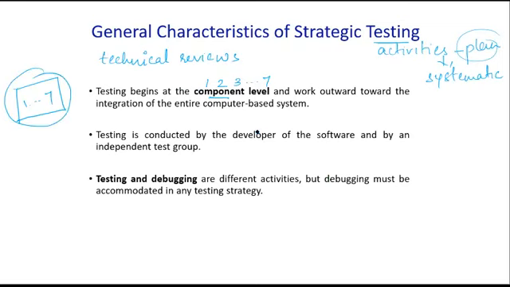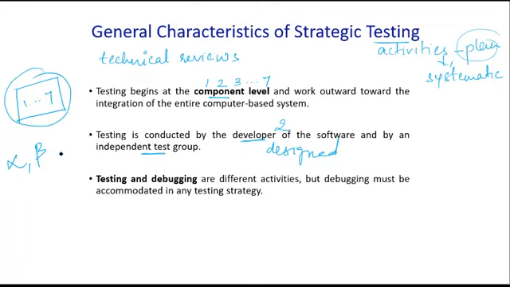Now, testing is conducted by the developer of the software and by an independent test group. That is, there are two parties that are going to conduct the test: the developer, the one that has designed your software, and another independent test group. Here we'll be studying two different types of testing, alpha testing and beta testing. One is done by the developer and one is done by the customer.